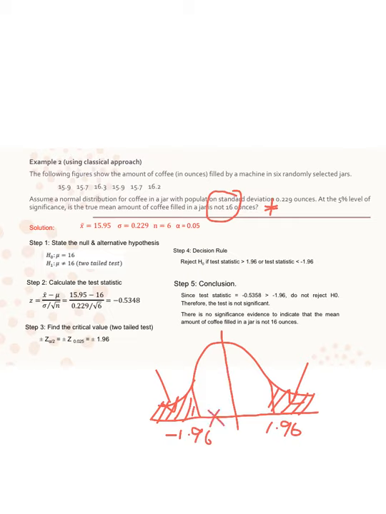Okay, so the value is, let's say, here. So it is not in the rejection region. Since the negative 0.5348 is greater than negative 1.96, we do not reject the null hypothesis. Therefore, the test is not significant. There is no significant evidence to indicate that the mean amount of coffee filled in a jar is not 16 ounce. Okay, so kita boleh katakan mean dia adalah equals to 16 because we failed to reject the H naught, right?